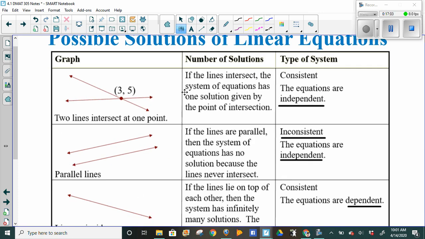So two lines intersect at one point. So number of solutions, there is one solution. They are consistent and they are independent because they're independent of each other.